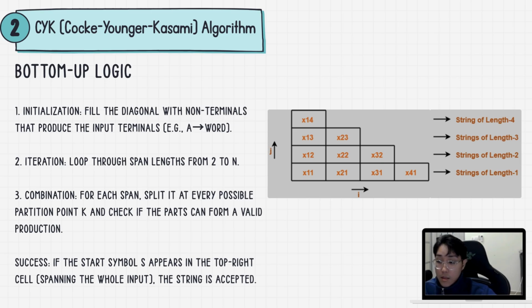And then we have the combination. For each span, we try splitting it at every possible point. We check whether the two parts correspond to a rule of the form A equal to BC. If they do, we add A to the cell representing that entire span. Finally, to check for success, if the start symbol S appears in the top right cell, the one that covers the entire input, then the string is accepted by the grammar. This bottom-up table building approach is what makes CYK systematic and reliable.